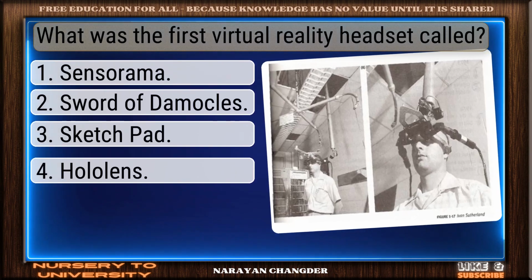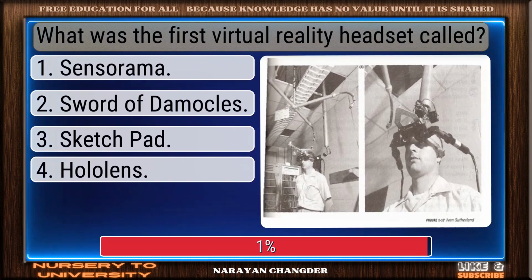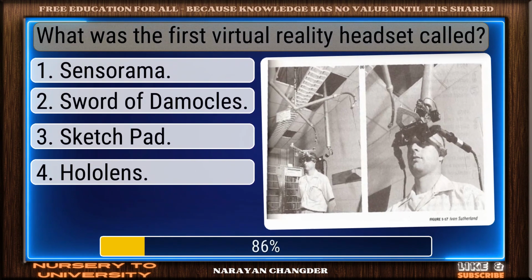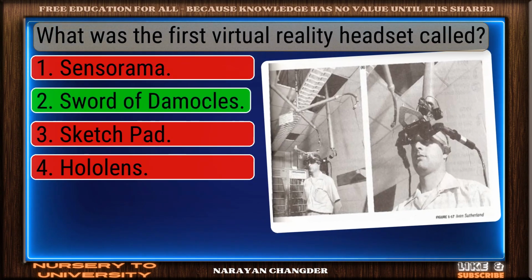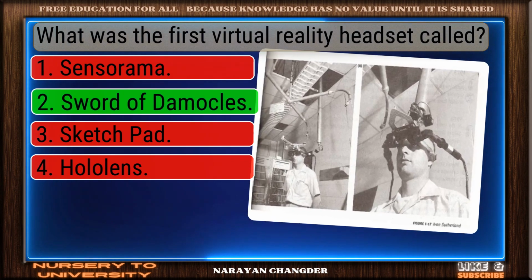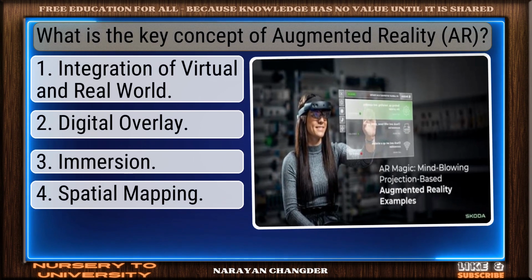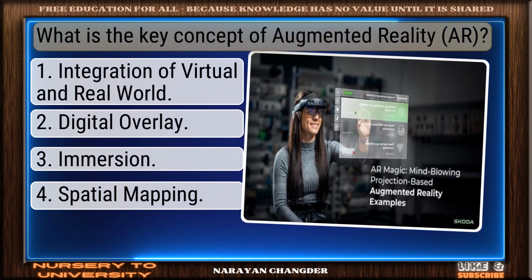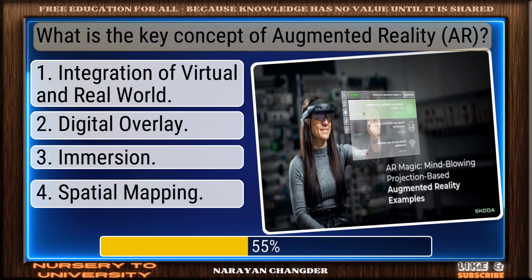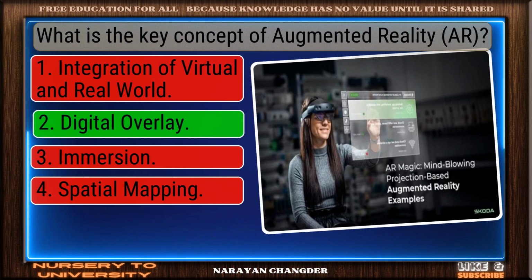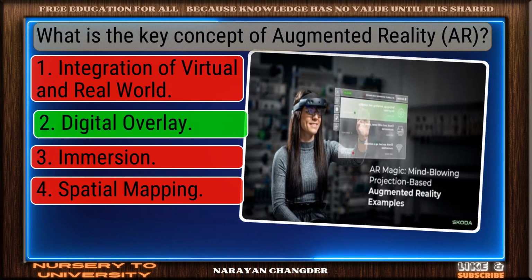Question number 53. What was the first virtual reality headset called? Sharp thinking. Sword of Damocles is the right choice. Question number 54. What is the key concept of augmented reality? Valid point. Digital overlay is true.